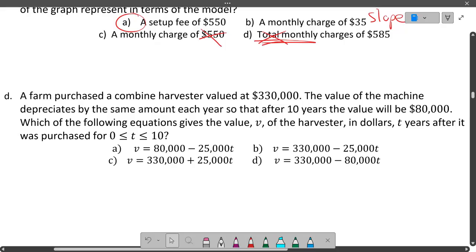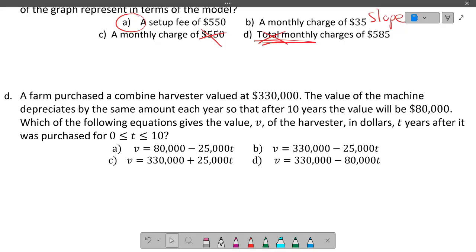A farm purchased a combine harvester valued at $330,000. The value of the machine depreciates by the same amount each year, so after 10 years, the value will be $80,000. Which of the following equations gives the value V of the harvester in dollars T years after it was purchased? Right off the bat, we can eliminate one of these options.